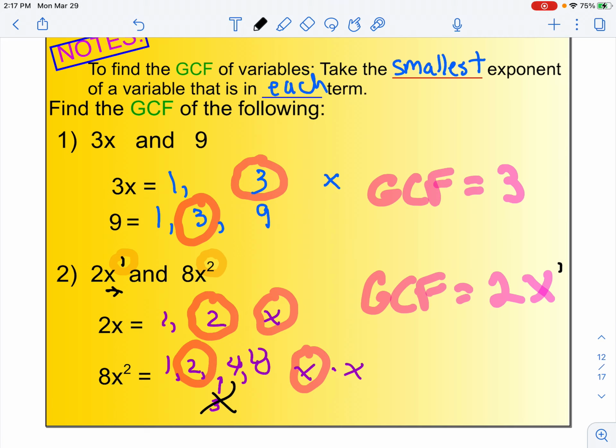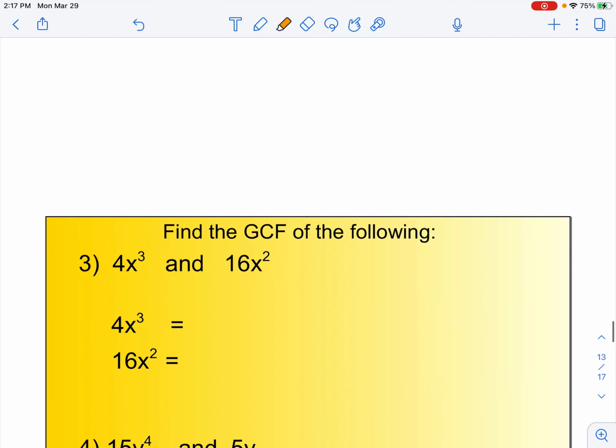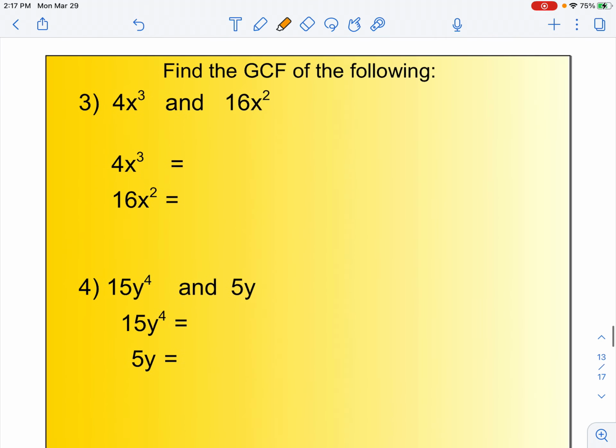So I look at my exponent, again, and I'm looking for the smallest exponent of the variable that is in each term. And above, this would really be x to the first, and 9 would be x to the 0. So I have 0 x's to include. So that's kind of how it works with numbers and variables both. So now let's have you try one. Well, actually, let's try one together, and then I'll have you try one and check the notes.